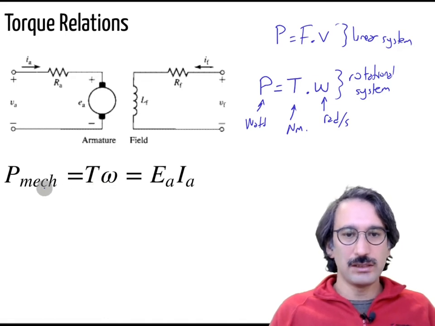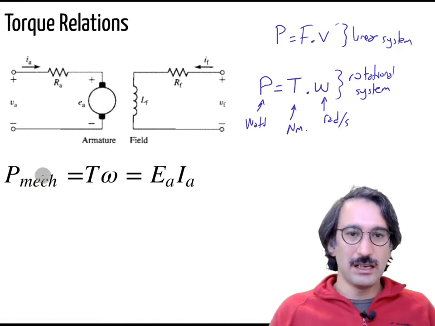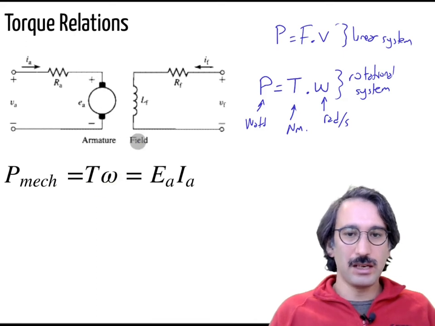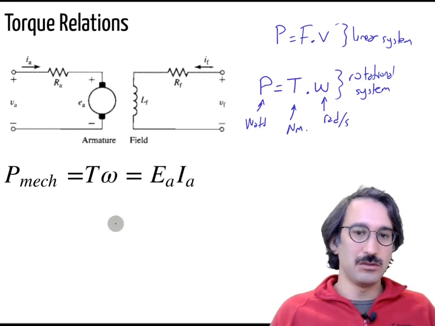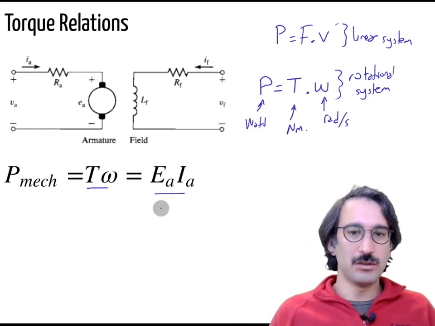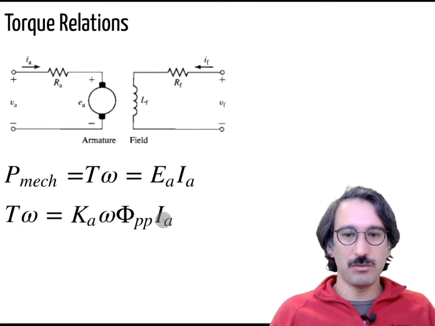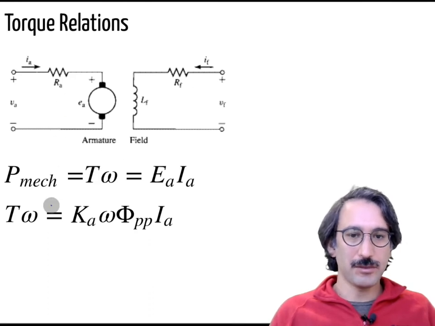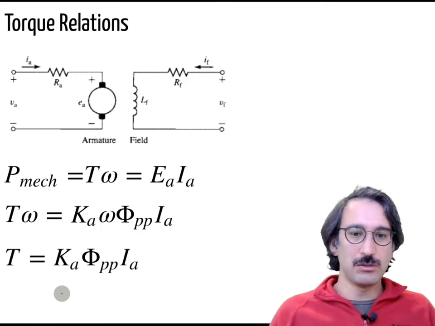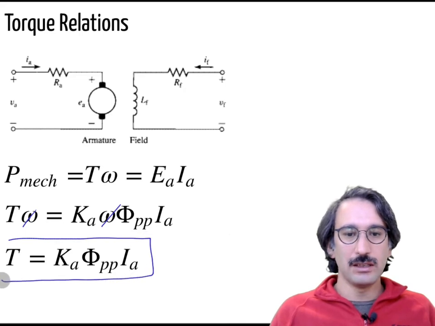So again, if I say our mechanical power is torque times omega, then that is equal to EA times IA, the energy transferred to the mechanical system. So I can rewrite these two equations, and I know EA from the previous slides. It is KA times omega times flux per pole times IA. Then these two can cancel each other, so what you end up with is those things, and you have the torque.